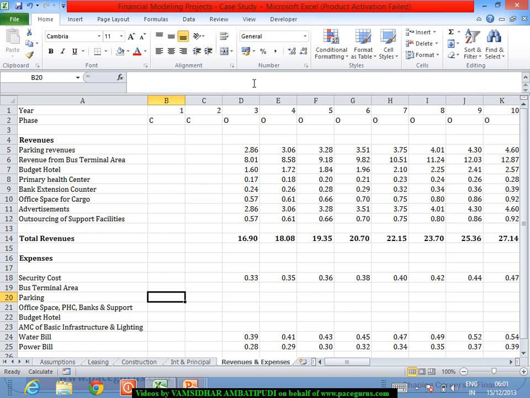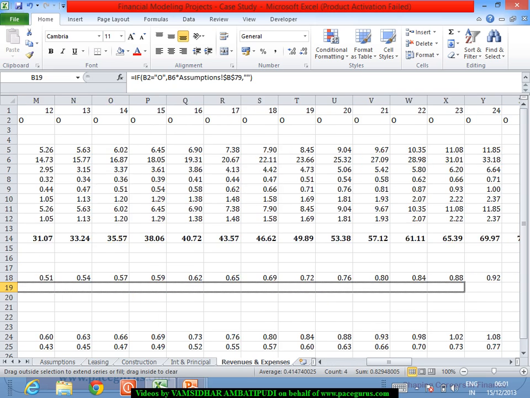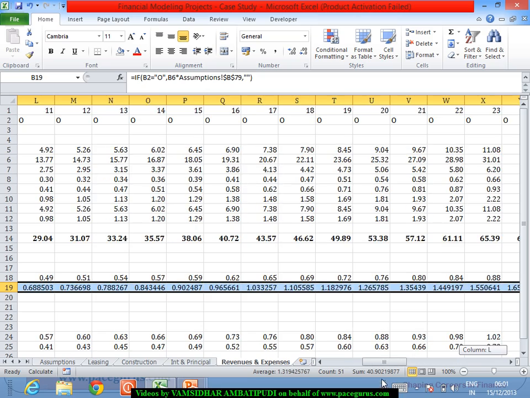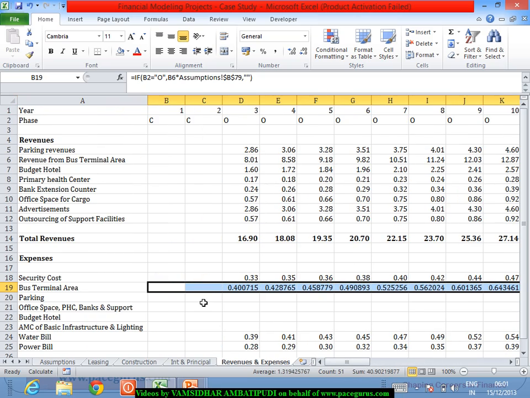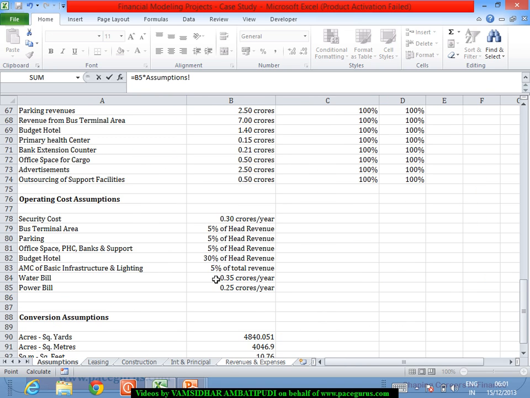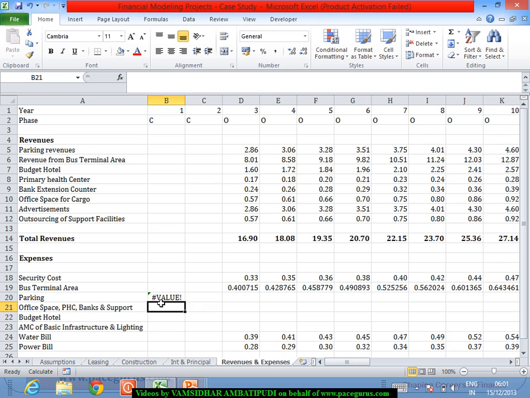So what is coming out? The operations cost for the bus terminal area is coming out quite comfortable. These are the operations costs for the bus terminal area for the entire period. So these are the costs for my bus terminal area. Same way I can think of parking. Whatever is the head revenue, parking revenue is going to be this multiplied by whatever is the 5% of the head cost. So again the same logic can very well be used, right?